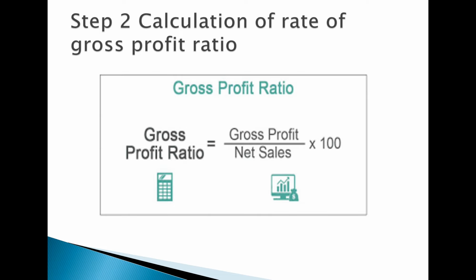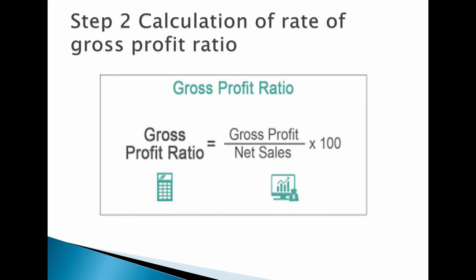As I said, step 1 is prepared to calculate the gross profit of the company by using the information available and related to the trading account, that is the difference between purchases, sales, wages, opening stock, closing stock and all. We need to identify the gross profit. So once the gross profit is calculated, then we should go to the second step.